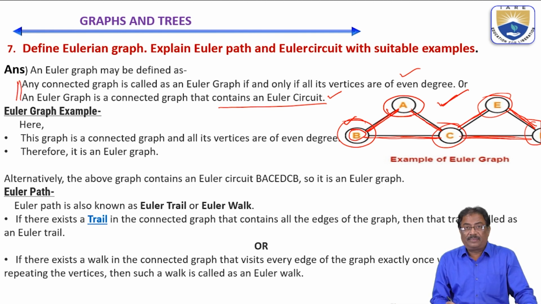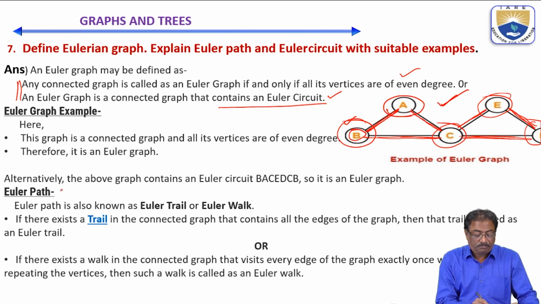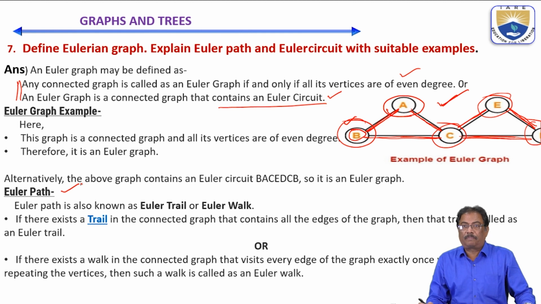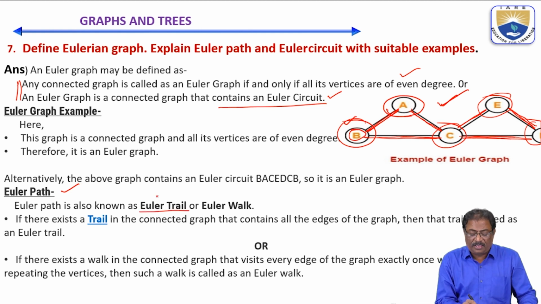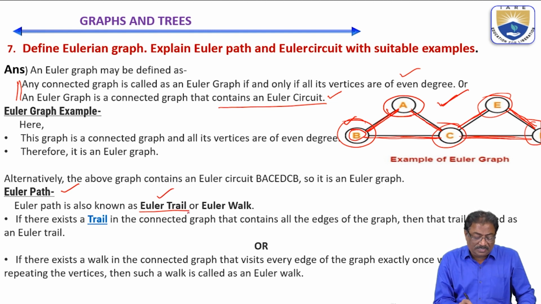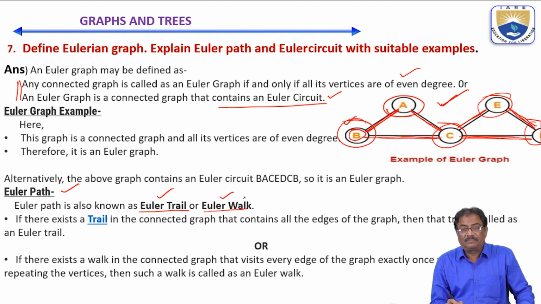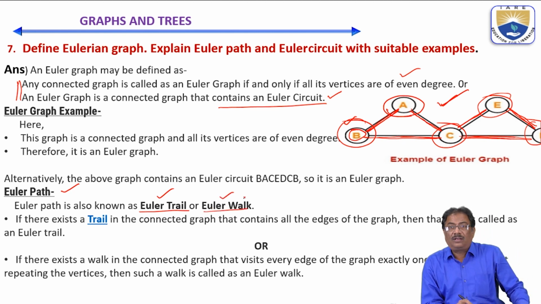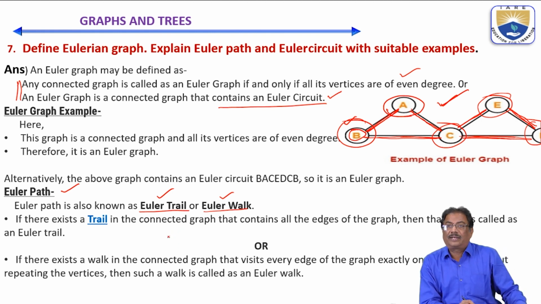Now one is a definition and another is a theorem. Based on the theorem we are going to calculate. Now Euler's path. What is an Euler's path? Euler's path is known as an Euler's trail or Euler's walk. It is an open walk, strictly saying it is an open walk. So beginning vertex is not equal to ending vertex.